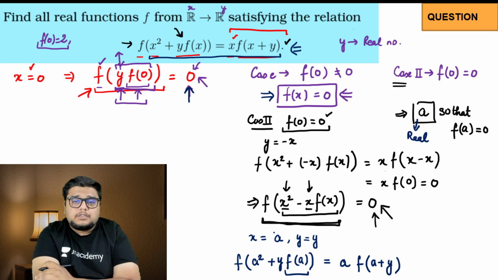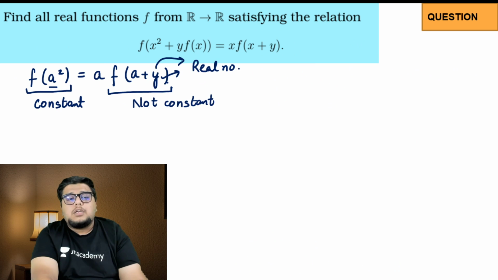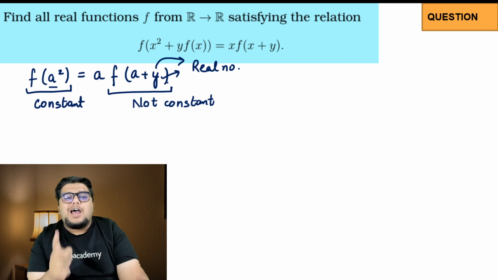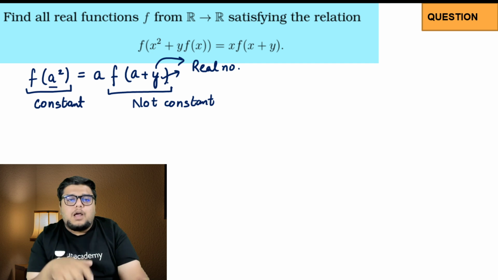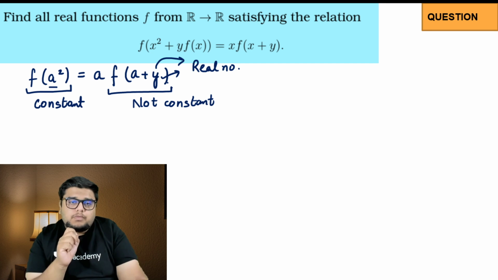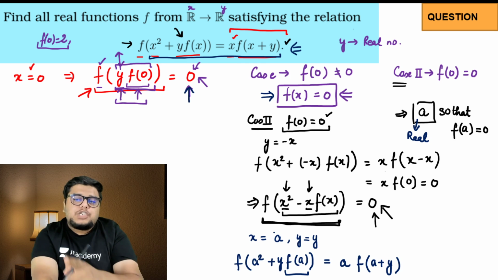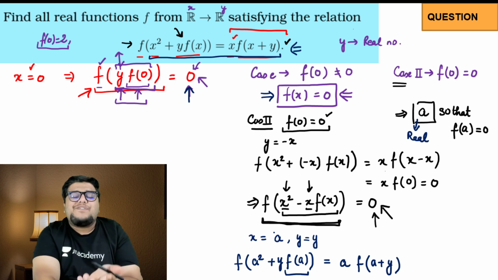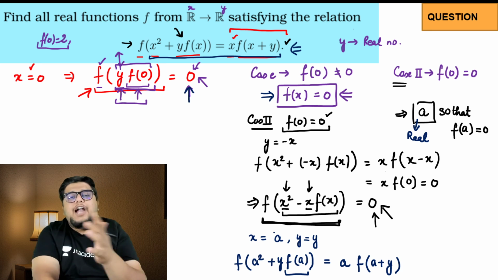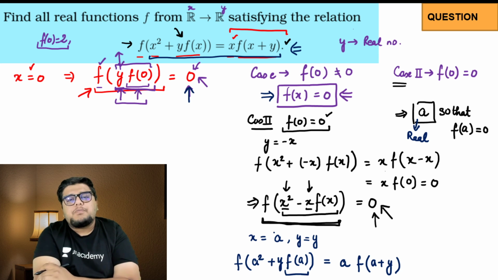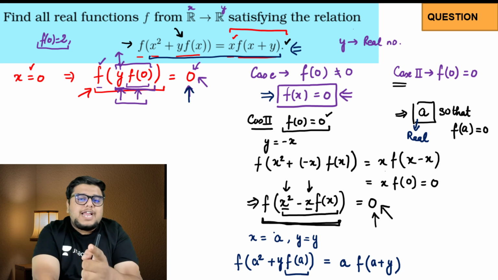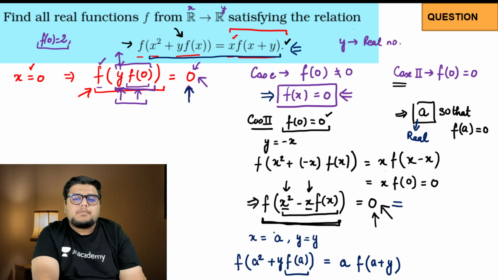So that means there is no other value of x at which the function is 0. The reason I took this value a was to basically find out, okay, is there any other value apart from x at which the function is 0? But when I saw that f of 0 is 0 and I solved it, I got stuck here.